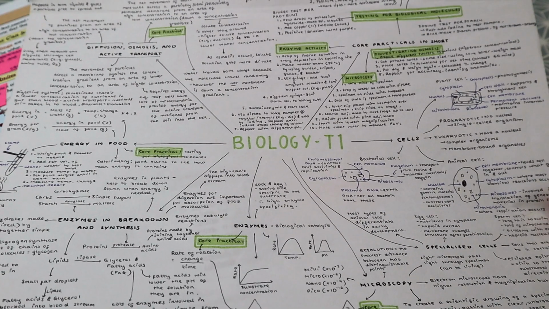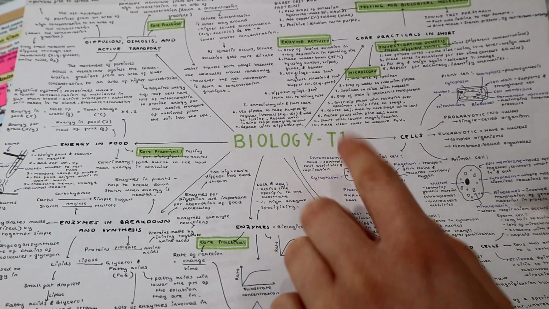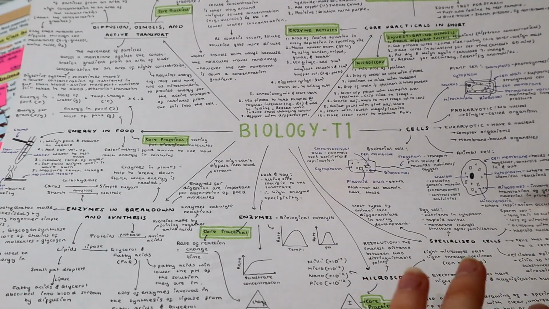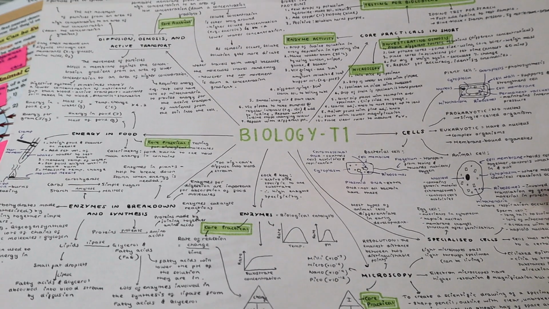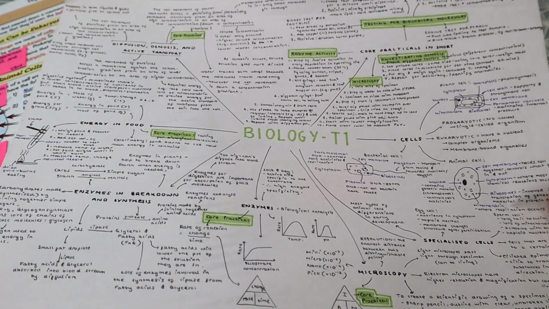First of all, when you look at the mind map, you can clearly see the title is in the middle of the page. And for each science, I chose a different colour. For biology, I chose green, and then for chemistry and physics, I chose different highlighter colours so that I could distinguish between the two.